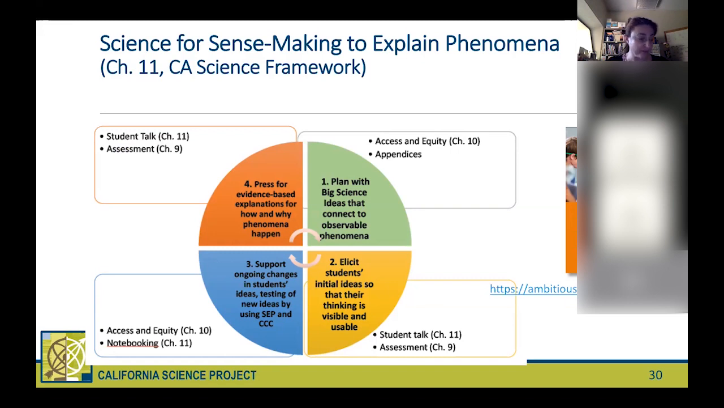So first of all, number 1, I need to plan with big science ideas that connect to observable phenomena. In the vignette, what is clear is that students had the time to look at the moon and take data about the moon across multiple months, together with other science that was going on in the classroom.